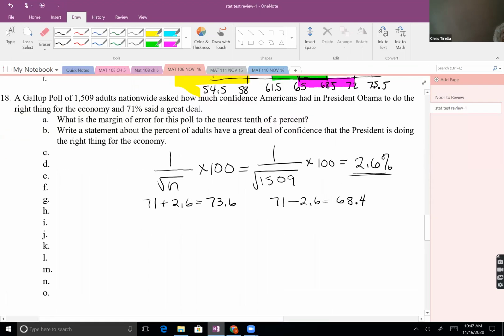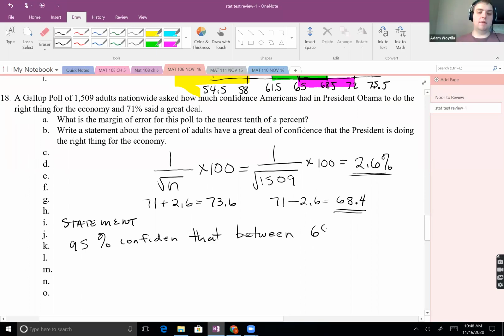And once I add it and subtract it, how do I start my statement? I am 95% confident that between 68.4 and 73.6% of Americans thought Obama had a great deal.